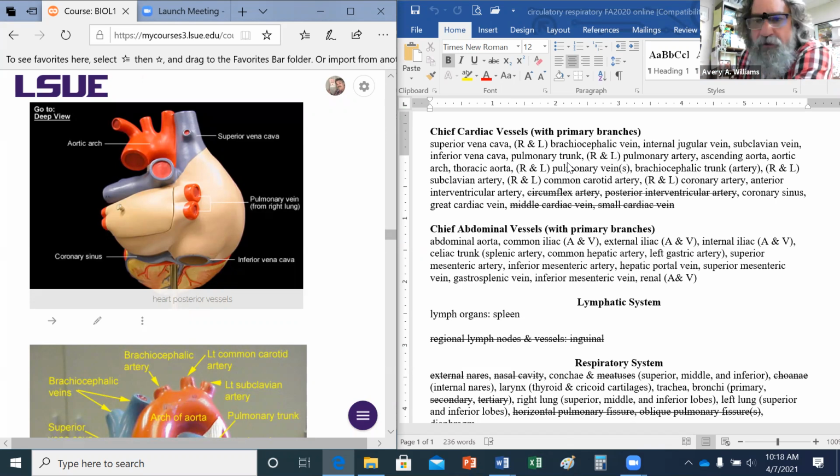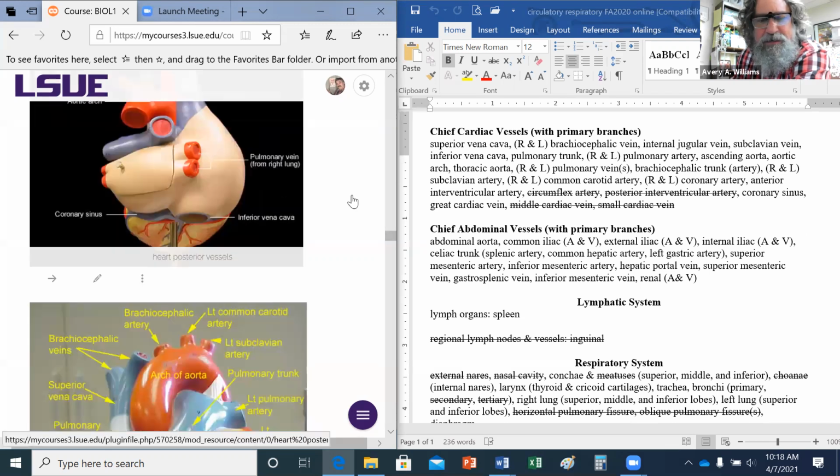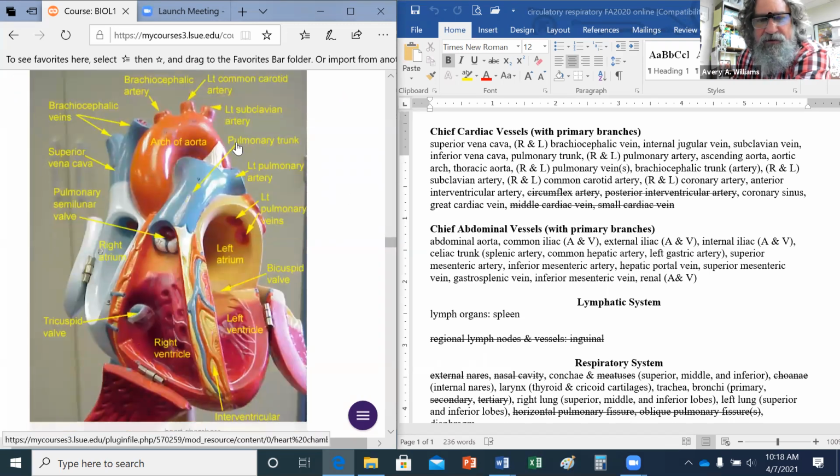Okay, so pulmonary trunk carrying blood to the lungs, it's going to be what color? A pulmonary trunk. It's an artery carrying blood to the lungs. Think about that. What color would the pulmonary trunk be? Anybody? Unmute yourself if you think you know. The pulmonary trunk would be what color? I'll give you a hint. Pulmonary trunk. What color is that? It's blue. Yeah, it's a blue artery.